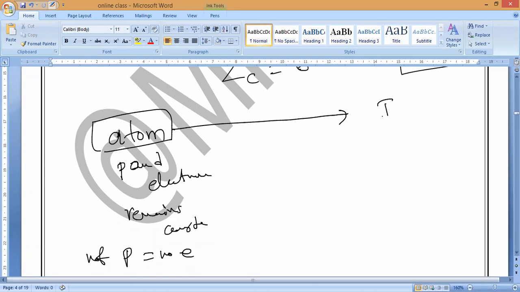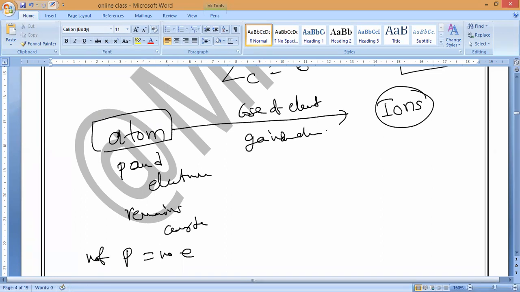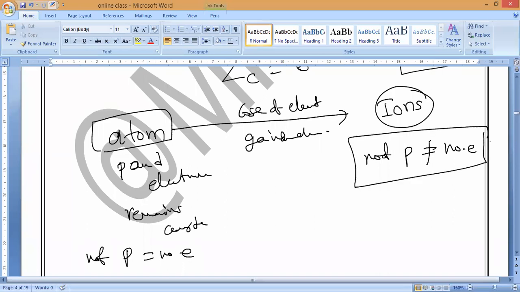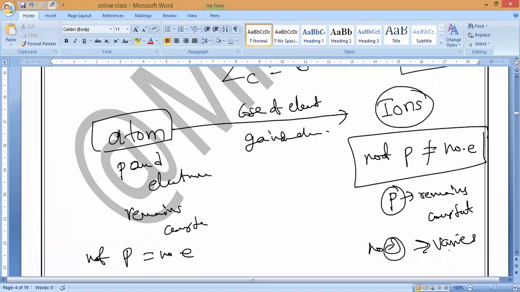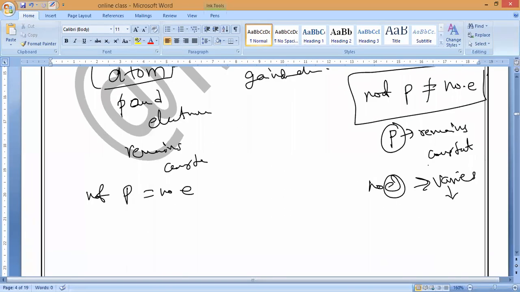But an atom turns into an ion by gain or loss of electrons. In these ions, the number of protons is not equal to the number of electrons. But something is constant. Protons remain constant, but the number of electrons varies. It may decrease or it may increase.